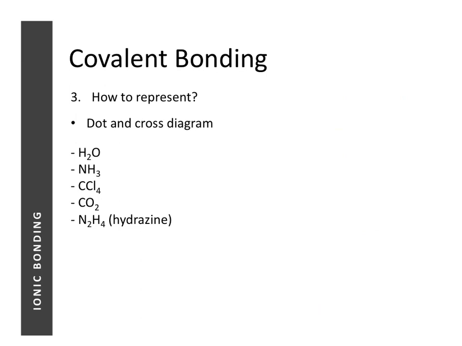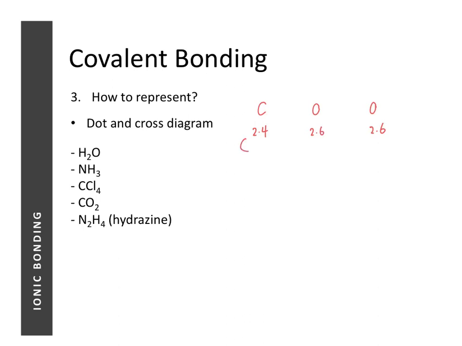Now we look at the next example, which is carbon dioxide. Carbon dioxide is made up of 1 carbon atom and 2 oxygen atoms. Carbon has the electronic configuration 2.4, and oxygen atoms have the configuration 2.6. So the next step is to find out how many electrons each atom needs in order to have a noble gas electronic configuration.